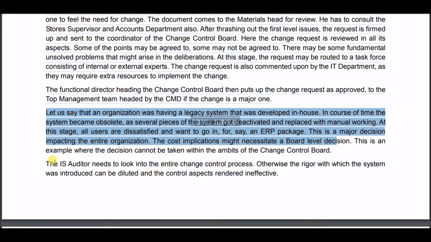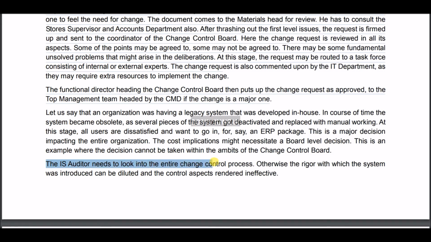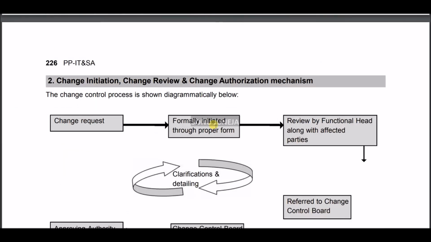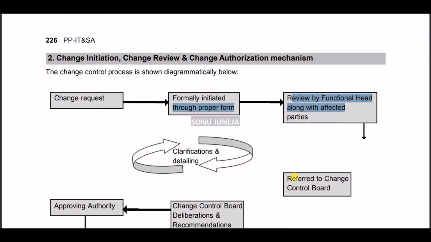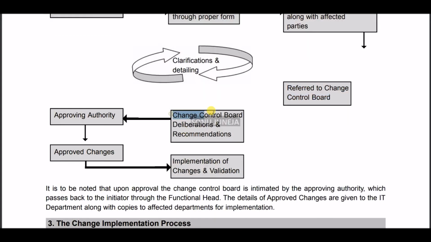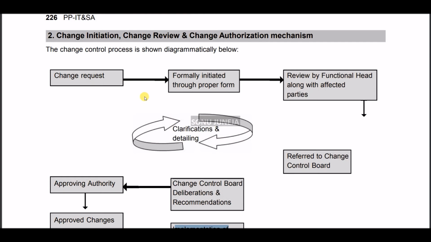Now, the information system auditor needs to look at the entire change control process. Otherwise, the rigor which was introduced can be diluted and the control aspect rendered ineffective. So, let's see. You forwarded the change request, then it is formally initiated through a proper form, reviewed by the functional area, the CCB, then change control board deliberation and recommendations, the authority approves the changes, implementation, changes and validation, clarifying and detailing. So this is how it goes.